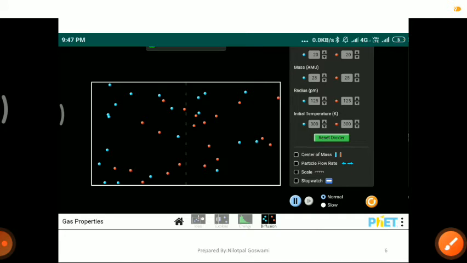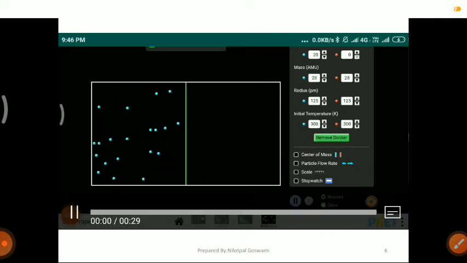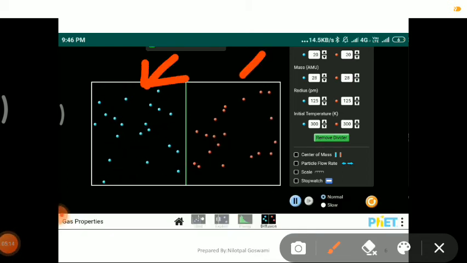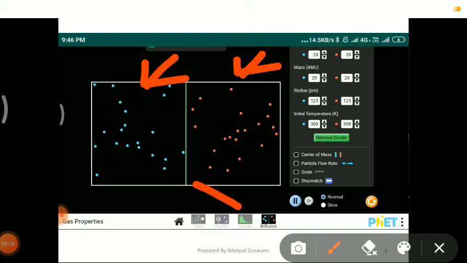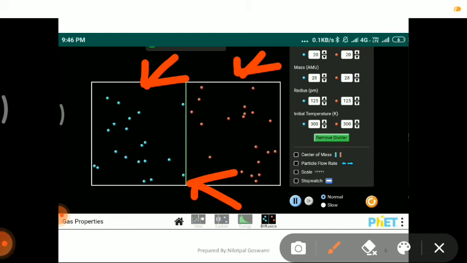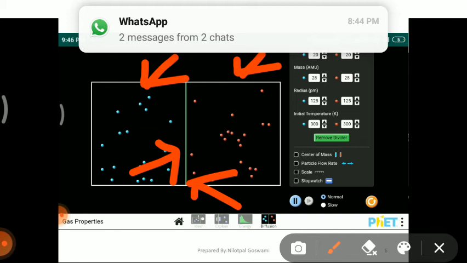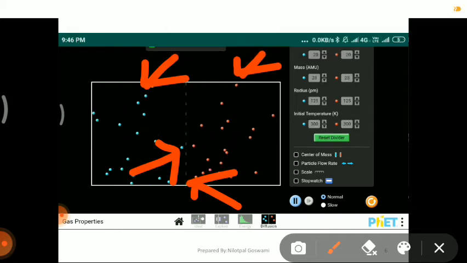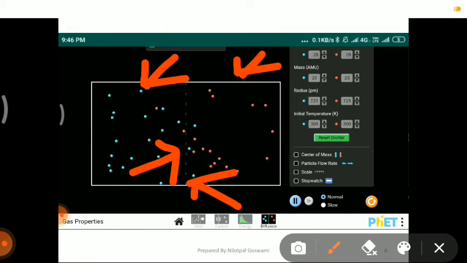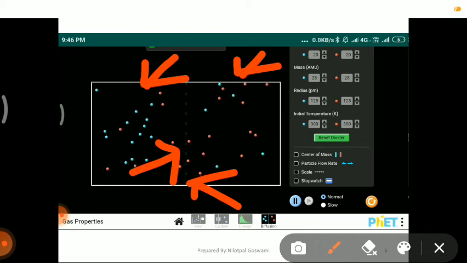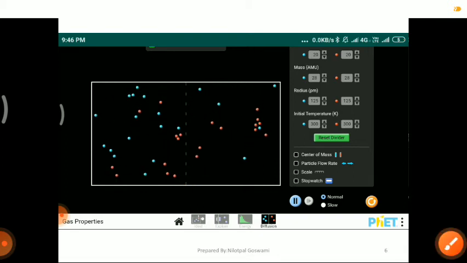Okay, so if you want, you can have a look at it again. These are the particles of one gas, and this is of another, and this is the barrier. When this barrier is lifted, the gases of two different particles will diffuse into one another. So this is the diffusion taking place.